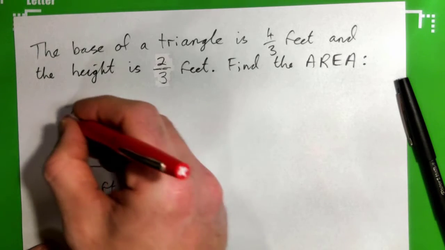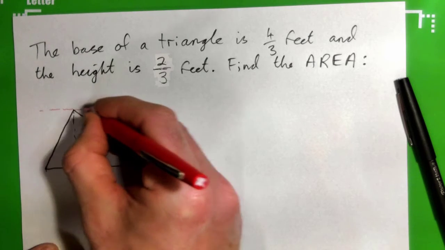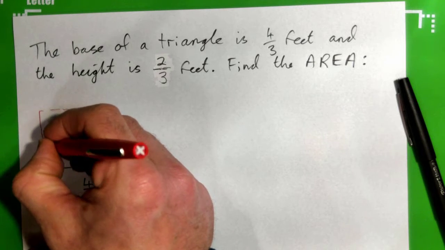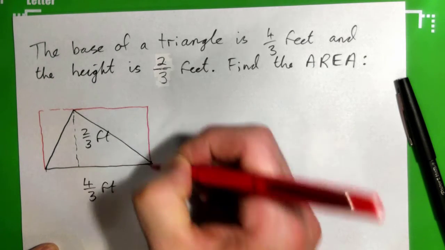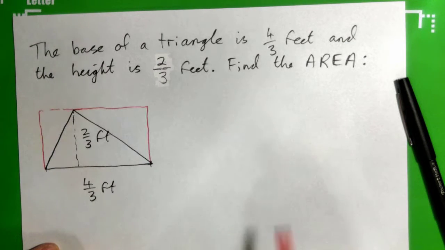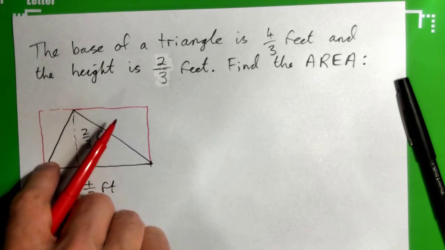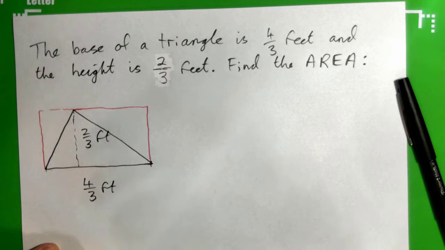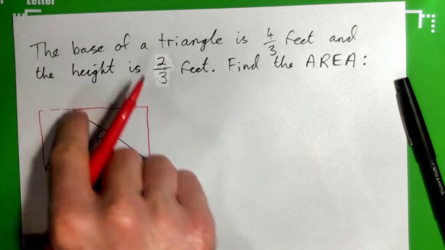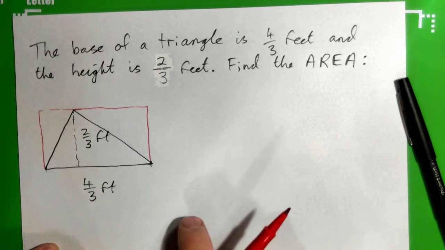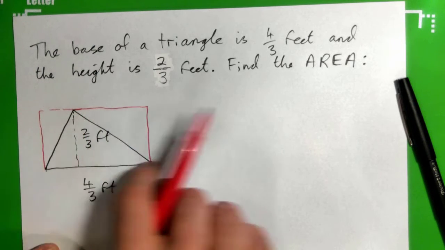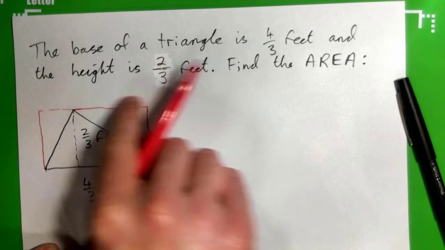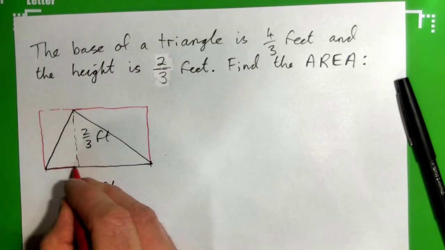So, what I want you to do is just draw a rectangle around your triangle. See that? And understand that this big rectangle here is actually twice the area of the triangle. Why is that? Or the triangle is half of the area of this red rectangle around it. Does that make sense?